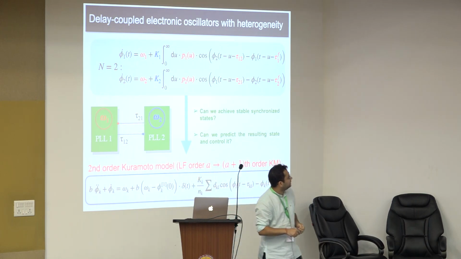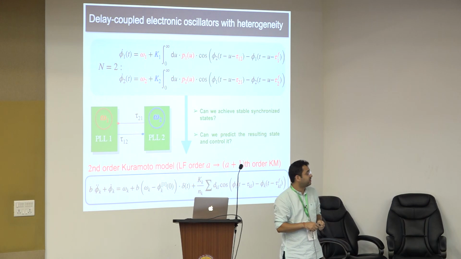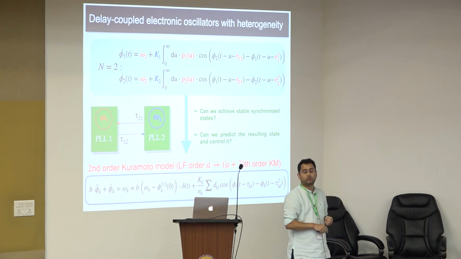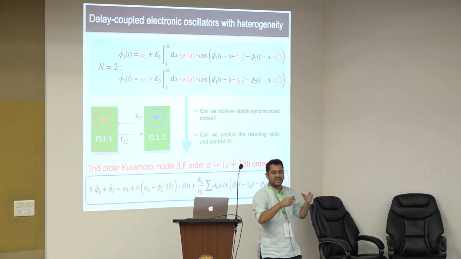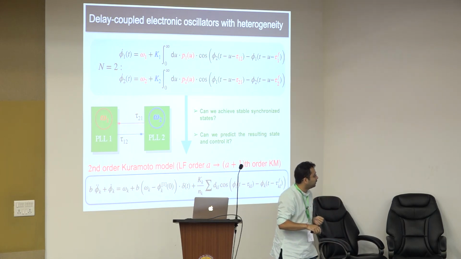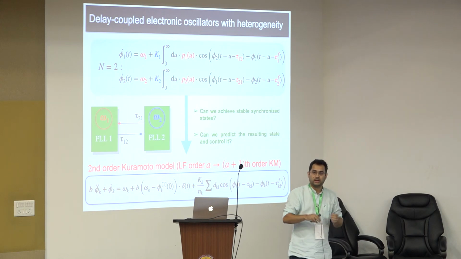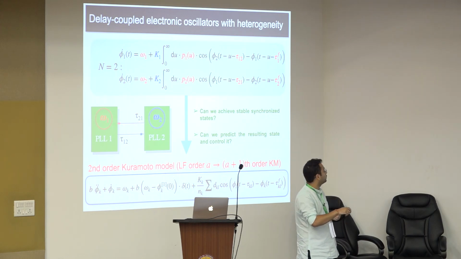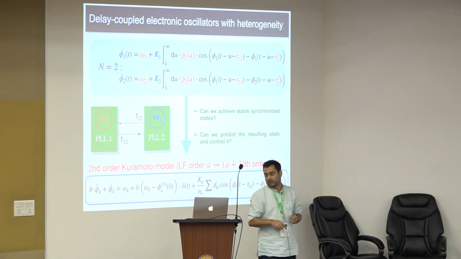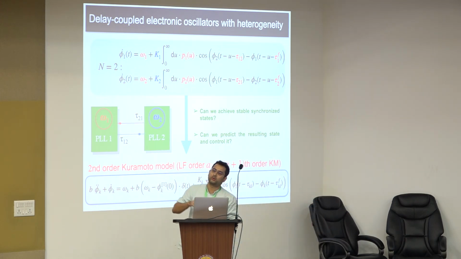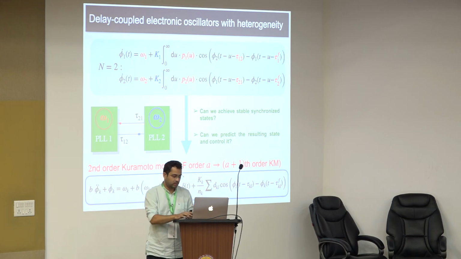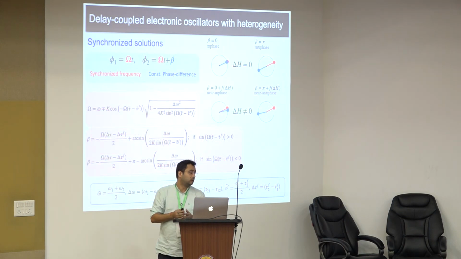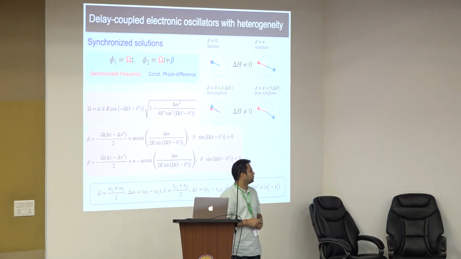As it happens, this set of equations, this integral differential equation, can actually be reduced to a second order Kuramoto model, which is more widely applicable. In fact, any PLL system with Ath order filter can be reduced to A plus 1th order Kuramoto model. So using these two mathematical forms of the system, we try to analyze the behavior of the system, the effects of heterogeneity, and whether we can find the synchronized solution.